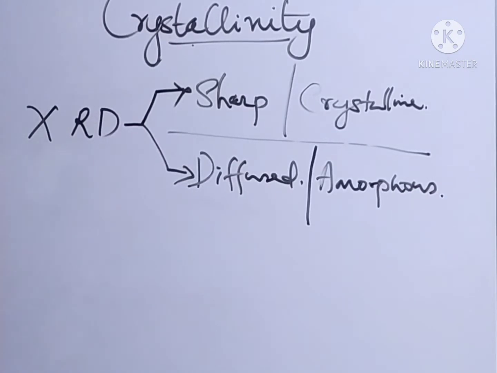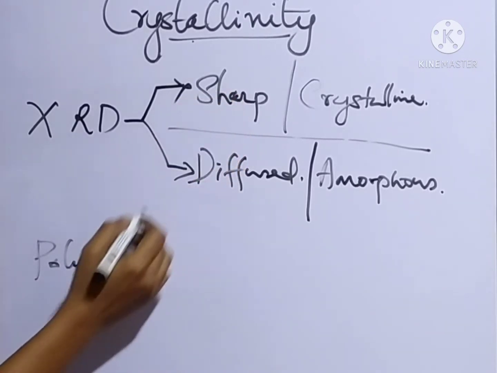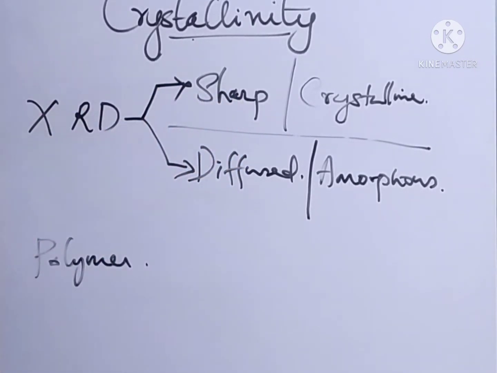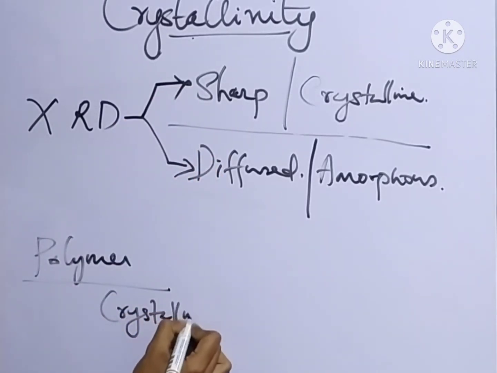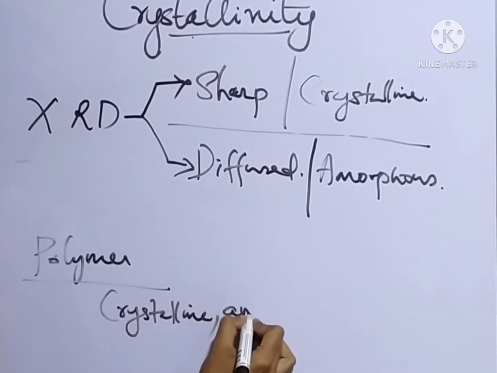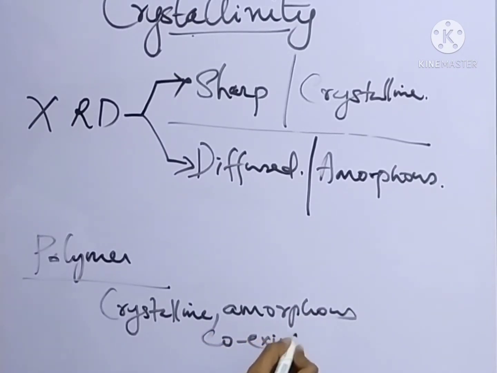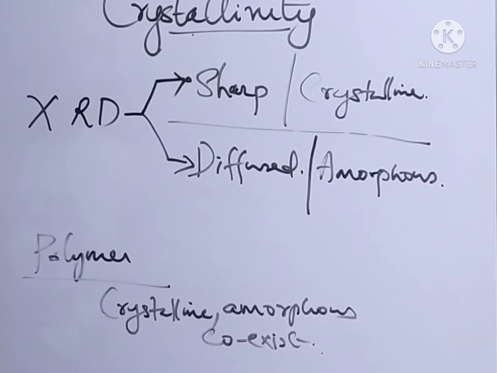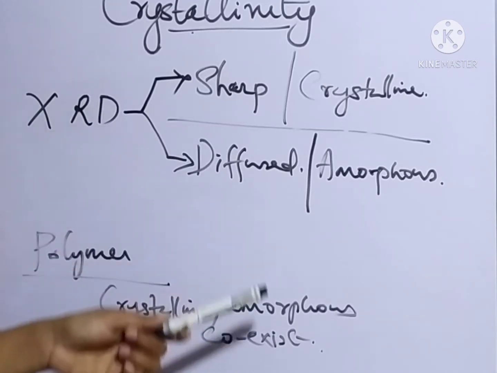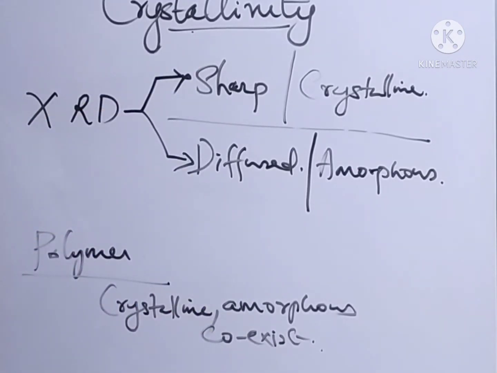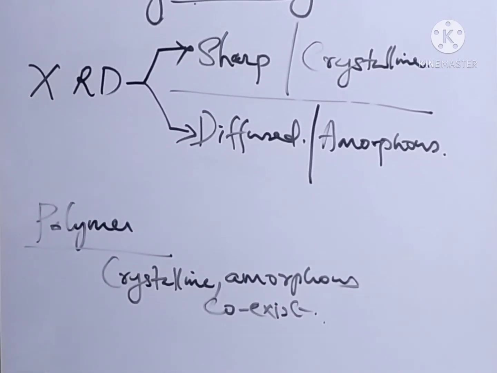So the same polymer will give these two types of patterns, that is sharp as well as diffuse patterns. We can say in polymers, crystalline and amorphous nature coexist. So there are some regions which are more crystalline in the polymer, and there are some particular regions which act as more amorphous in nature. So crystallinity and amorphous nature coexist in polymers.